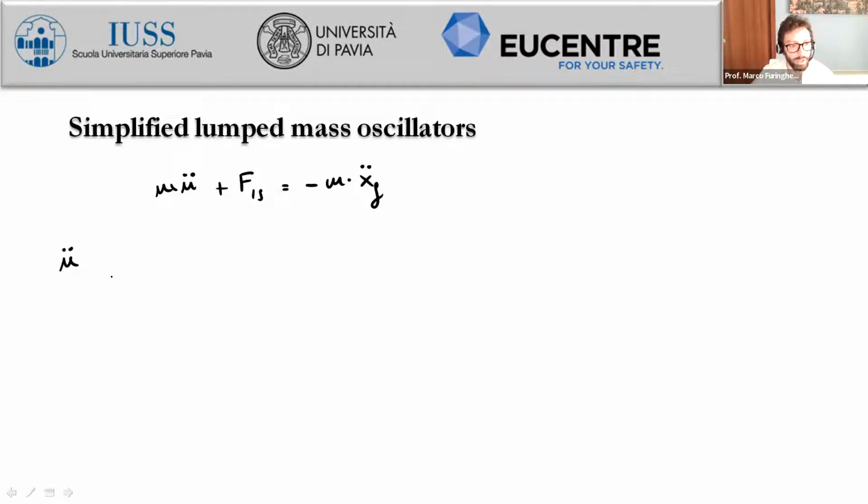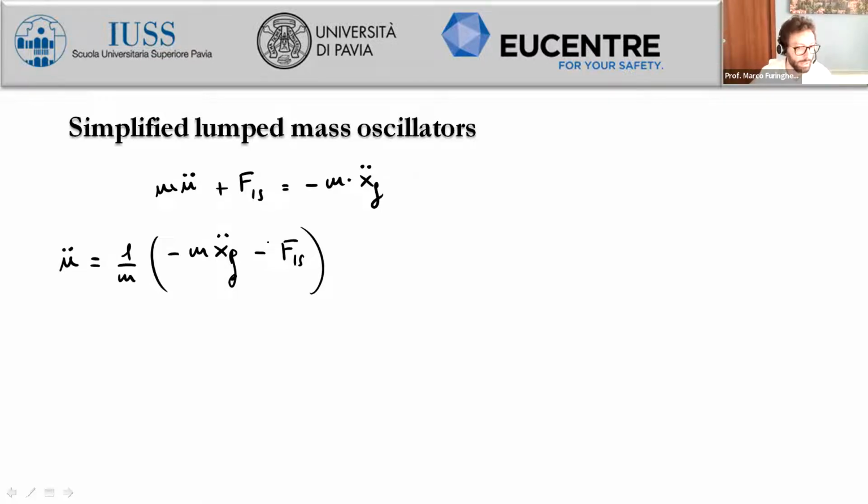So the second derivative of relative displacement, so relative acceleration, equal to, so we have to move everything to the second member of the equation. So we will have 1 over the mass times minus m xg, the ground motion, so the acceleration, minus F isolation.